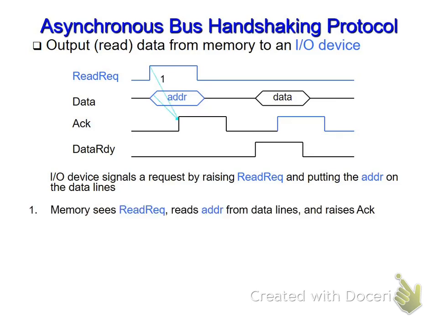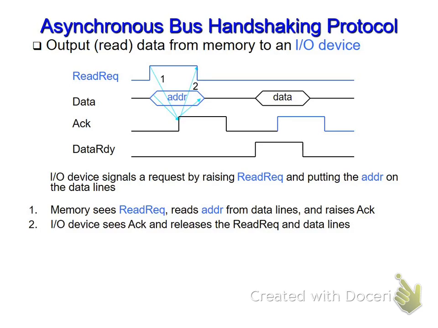Again, I will go over this one more time. At the very beginning, the memory will see the read. Of course, I will send the read request at the very beginning with the address, but the memory will see that and it will send an acknowledge, or raise the acknowledge. The input-output device will see that particular acknowledge, and then it will release the read request. If the memory sees the release of the read request, it will also release the acknowledge.